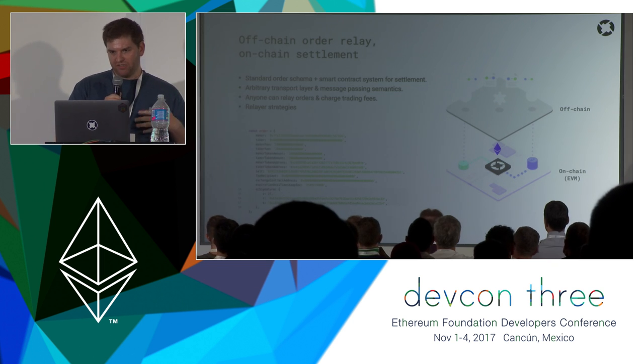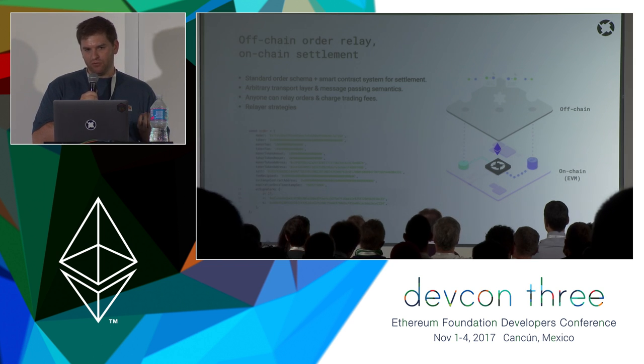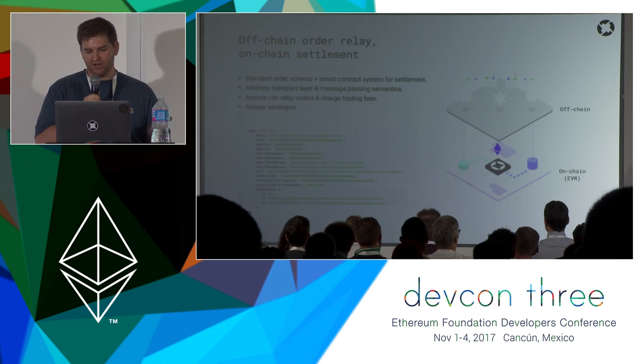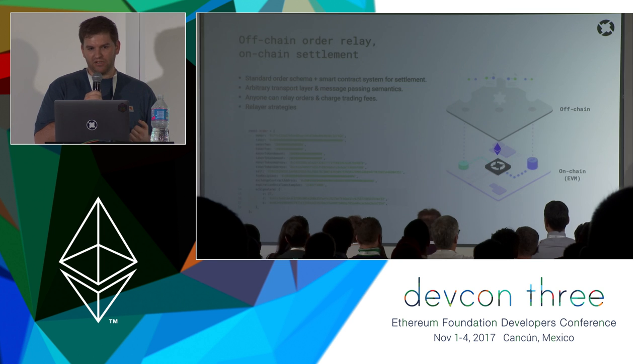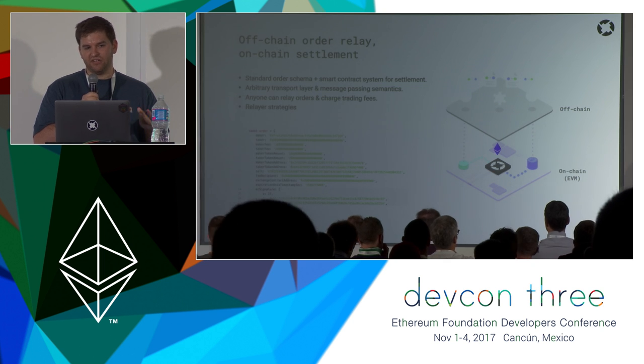What really makes 0x a protocol is that there really aren't any rules about how you choose to pass these cryptographically signed chunks of data around off of the blockchain. So the transport layer is arbitrary. You can generate one of these cryptographically signed orders and you can send it to a counterparty in an email or over Facebook, or you can write it down on a piece of paper and send it to them using a carrier pigeon. It doesn't matter. The cryptographic signature just needs to be valid.